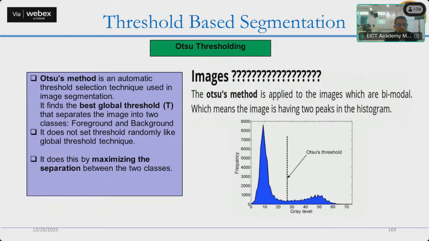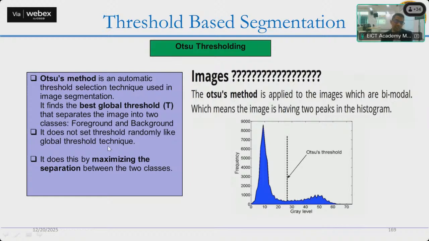So in thresholding, that's why people have come up with different types of techniques based upon image content. Otsu's method is applied to images which are bimodal, which means the image has two peaks in the histogram. Otsu's method is an automatic threshold selection technique used in image segmentation. It finds the best global threshold that separates the image into two classes, foreground and background, and does not set the threshold randomly like the global threshold technique.